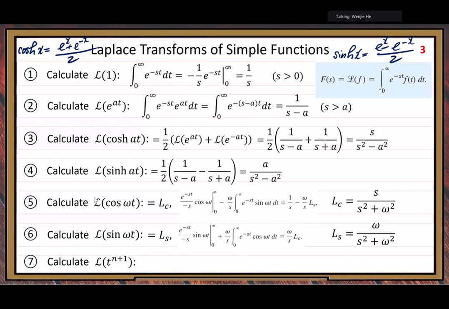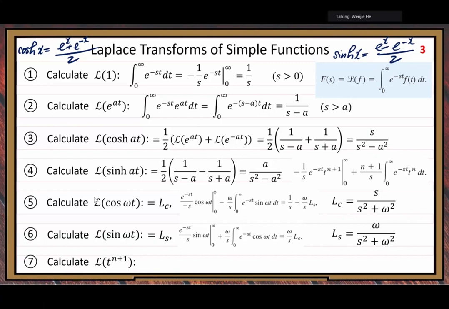The Laplace transform of t to the n plus 1. Monomial. To calculate this one, we need a recurrence relation. So we apply the definition, then integration by parts. You need to calculate carefully. Integration by parts, that version.